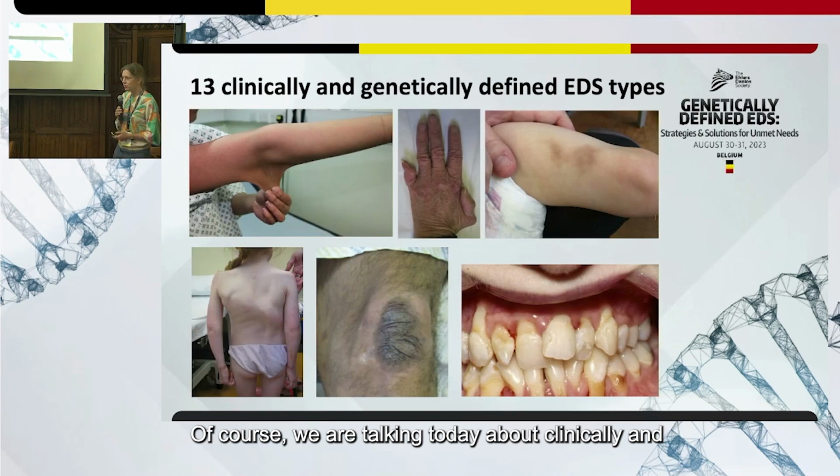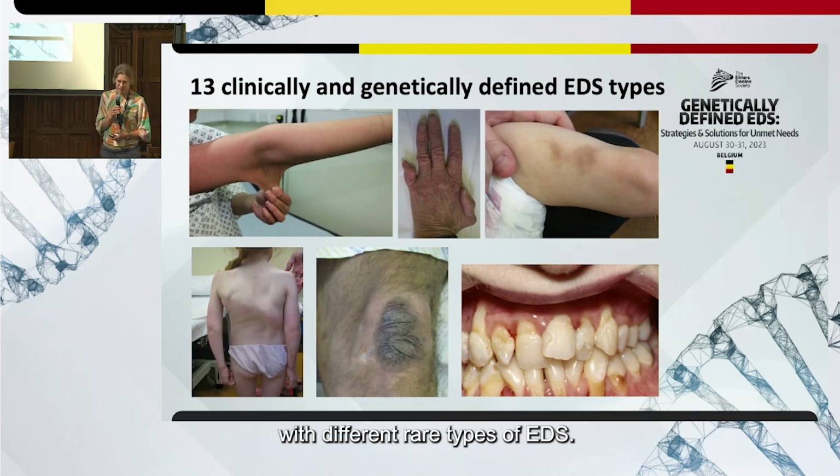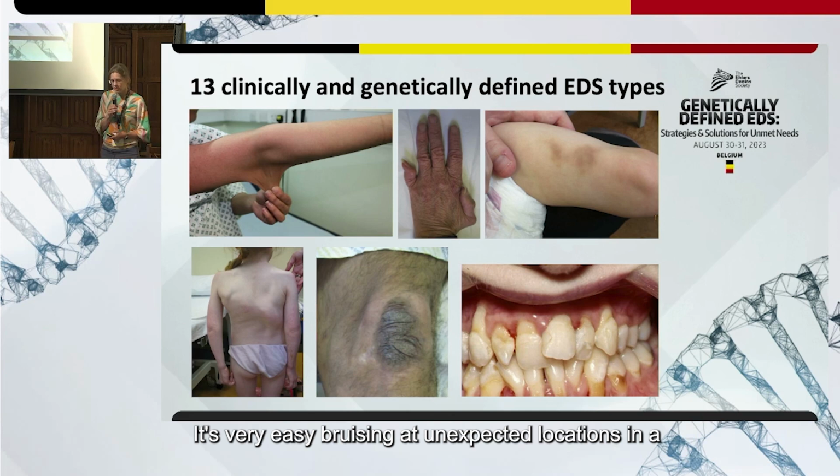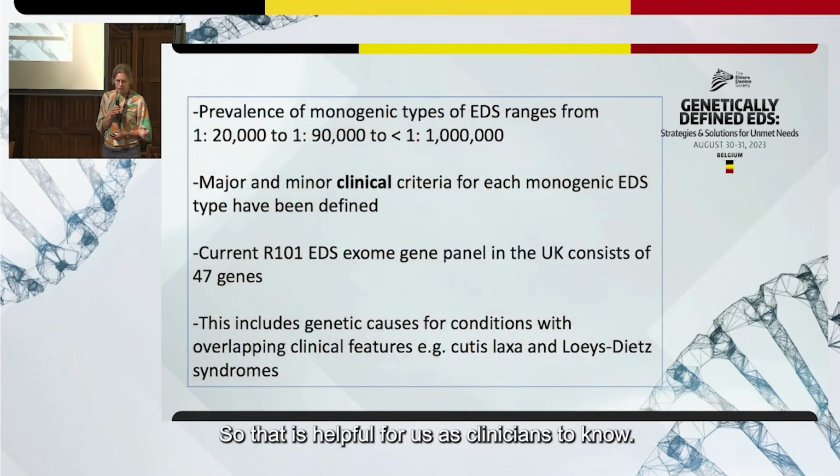Of course, we are talking today about clinically and genetically defined EDS types, and here are a few features that you can often encounter in people with different rare types of EDS. Very stretchy skin, for example, on the left side, recurrent dislocations leading to deformations of fingers and thumbs. Very easy bruising at unexpected locations in a young child, a young girl with a scoliosis, abnormal atrophic scarring, and generalized lack of attached gingiva, as can be seen in periodontal EDS, and is really pathognomonic for that condition. So that is helpful for us as clinicians to know.